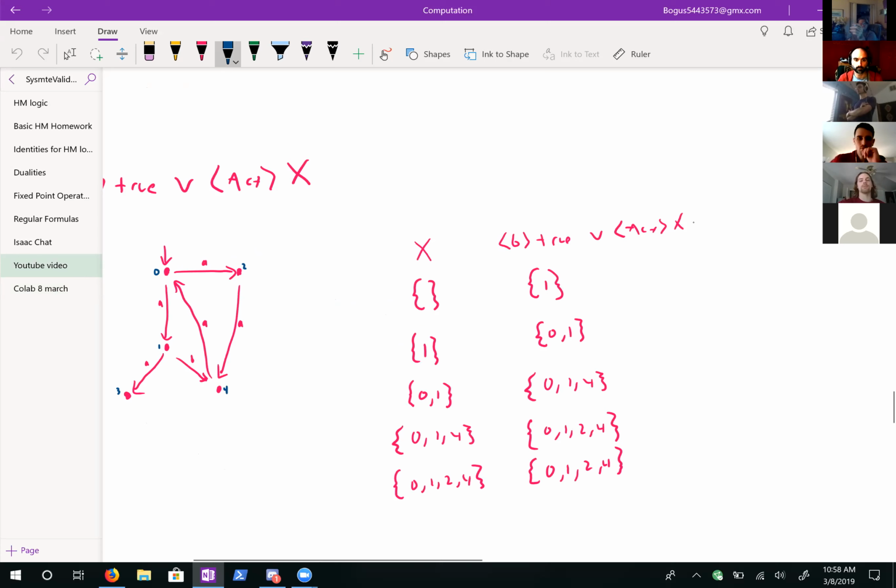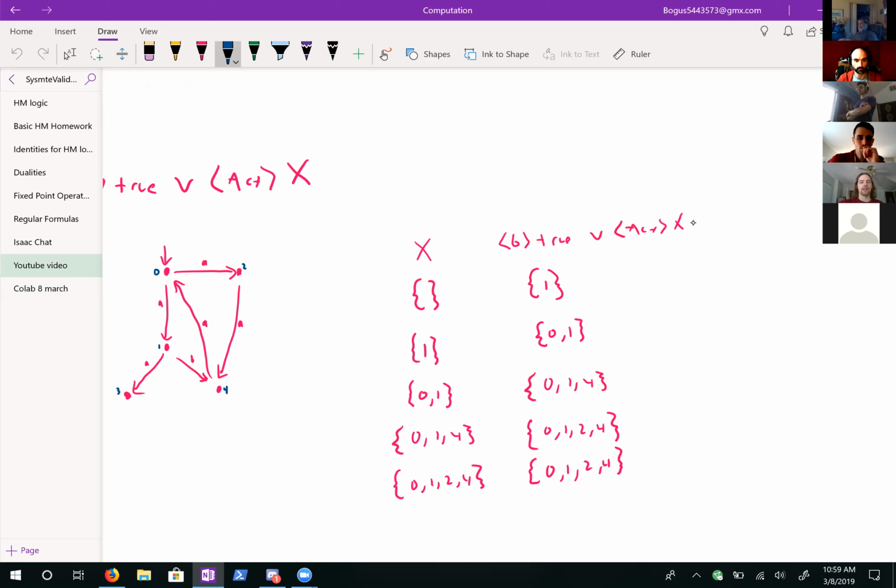Okay, but this one was more interesting because it also had this diamond true, right? And there are states that satisfy that. In particular, from state 1, I can do a B transition and then get to a state where true applies. So okay, fine. So 1 goes in here.